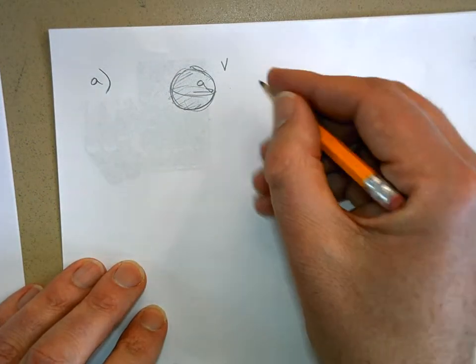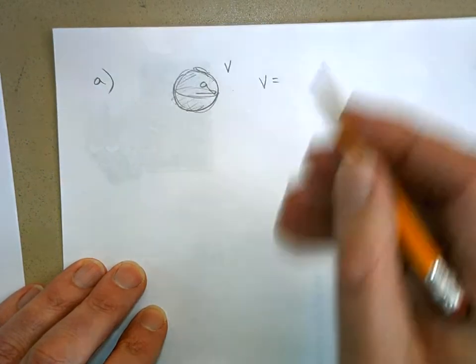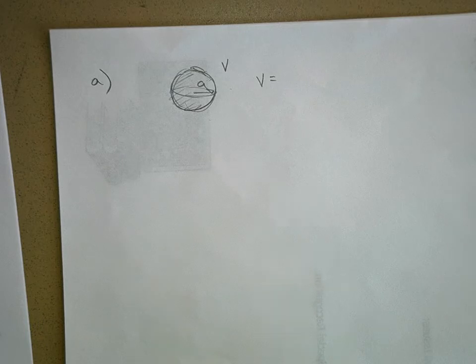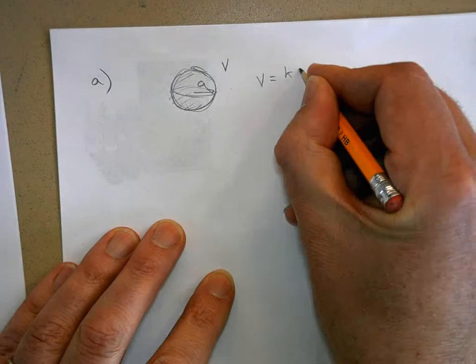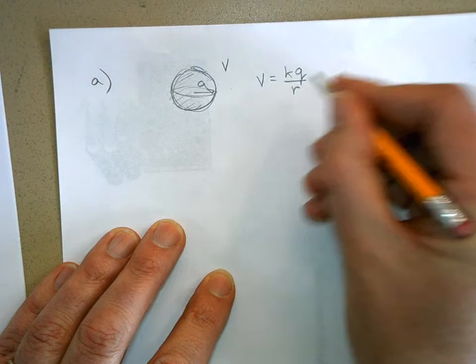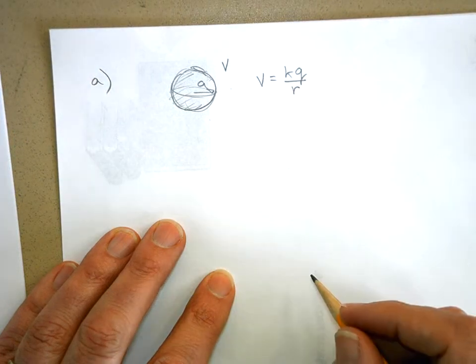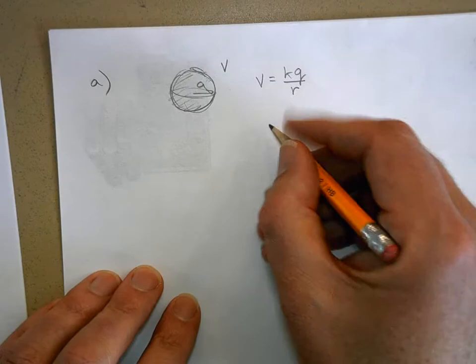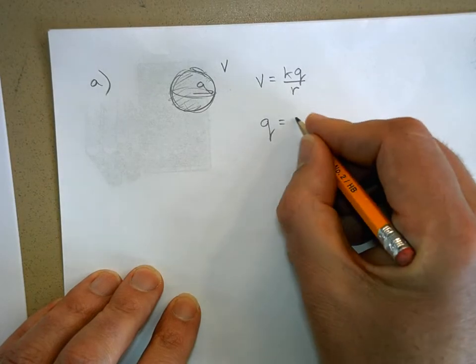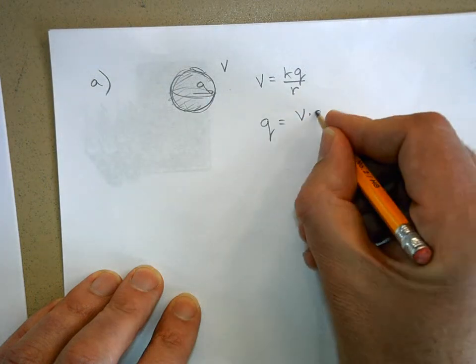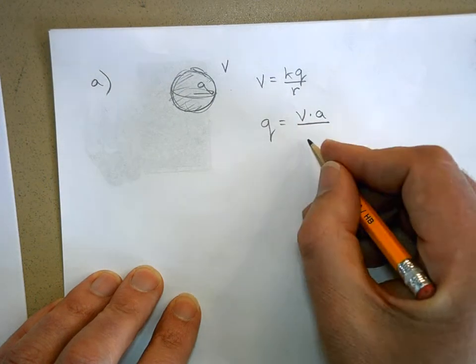Well, voltage is equal to KQ over R. This you just have to have memorized, or it could be on your equation list. That's the basic equation. This acts like a point charge. And so you just solve for Q. Q is equal to V times R, but what is R in this case? It's A.